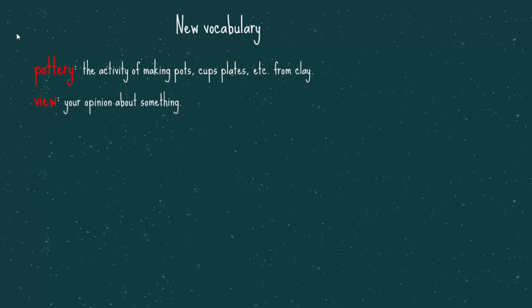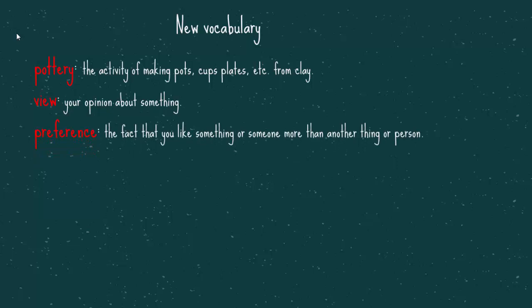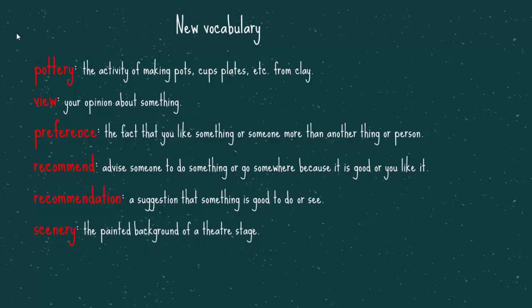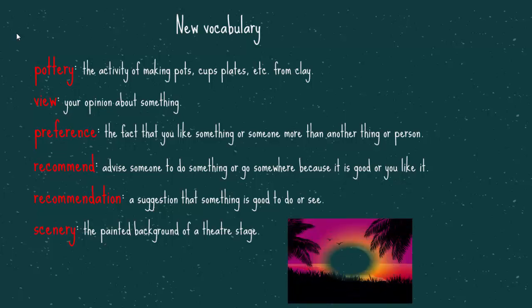View. Your opinion about something. Preference. It's the fact that you like something or someone more than another thing or person. Recommend. So to recommend is to advise someone to do something or go somewhere because it's good or you like it. Recommendation. It's a suggestion that something is good to do or see. Scenery. It's the painted background of a theater stage. And here's a picture.